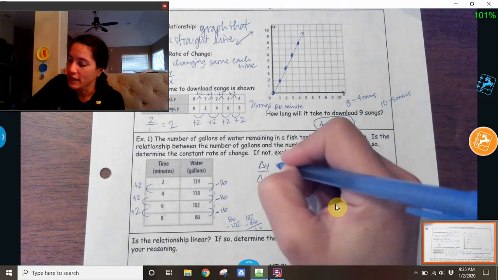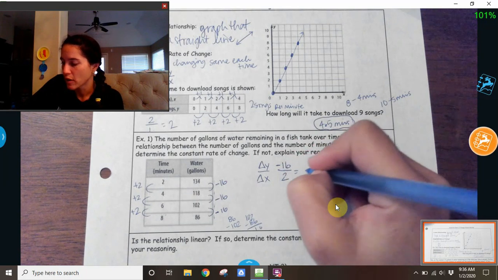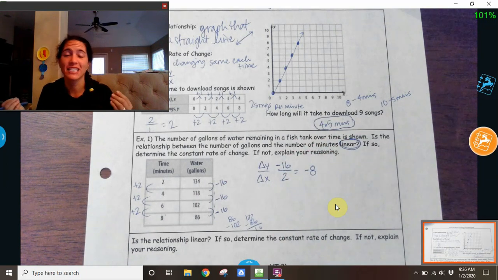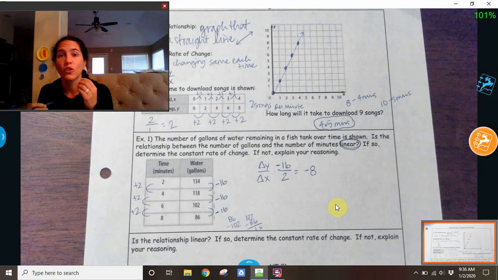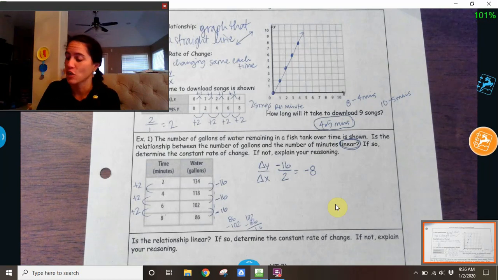So my change in y is negative 16, and my change in x is 2, which reduces to negative 8. Negative 8 is all fine and dandy, but it doesn't tell us anything about the water and the time, the gallons and the time. So I need to use units in your rate of change. You have to have units in your rates of change.